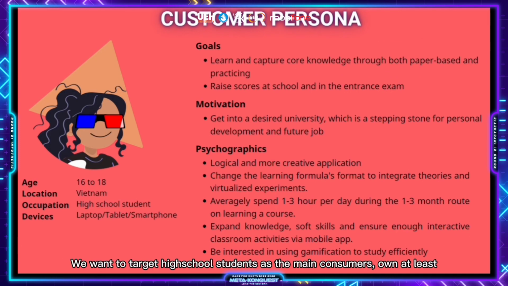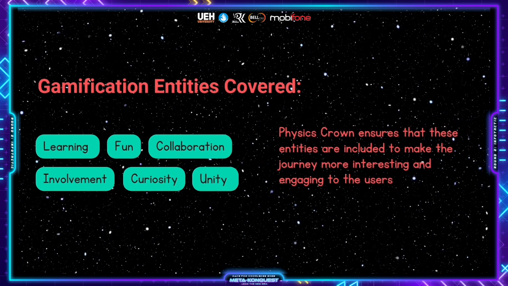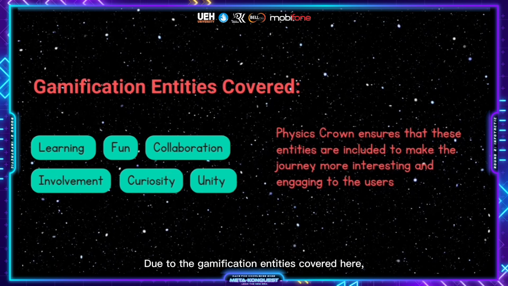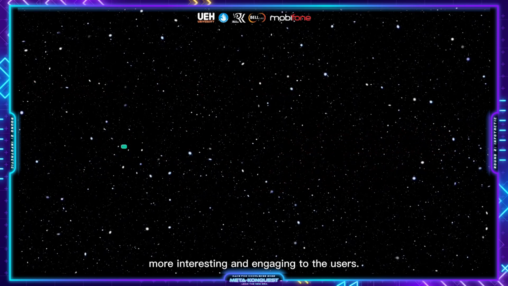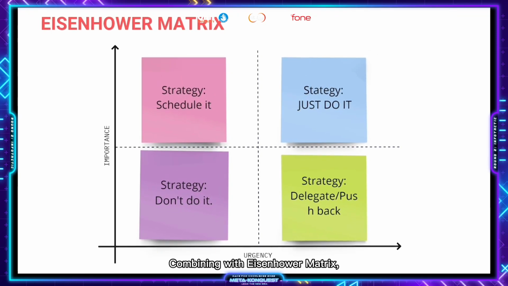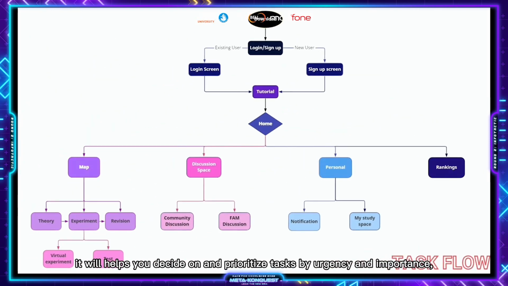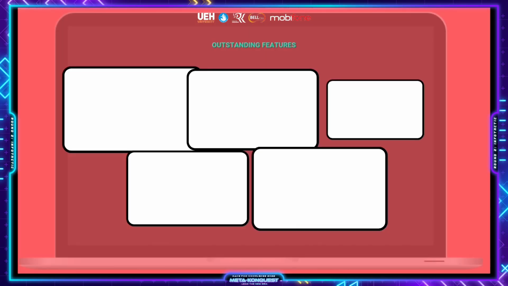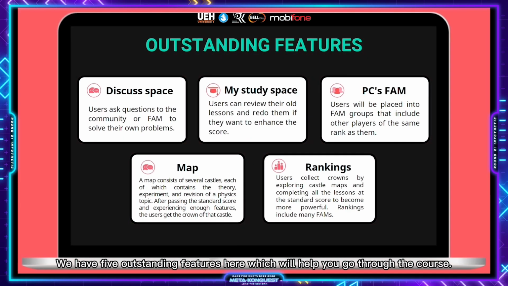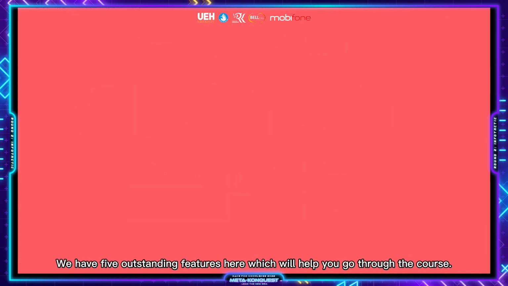We want to target high school students as the main consumers, who have at least one of the following devices: smartphone, tablet, or laptop, and are willing to pay for physics classes. Due to the gamification elements covered here, we ensure that these elements are included to make the journey more interesting and engaging to the users. Combined with a user matrix, it will help you design and prioritize tasks by urgency and importance. We have 5 outstanding features. We'll have you go through the course.